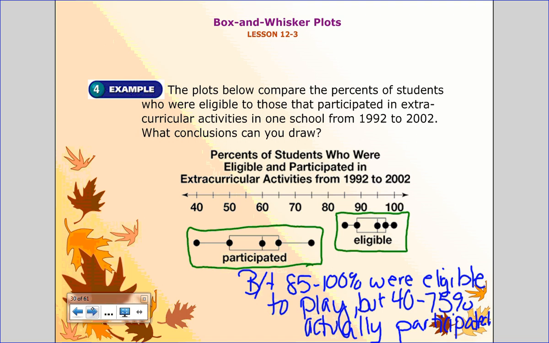So that's tonight's lesson. Tonight we talked about how to make Box-and-Whisker plots using medians and upper and lower quartiles. And we were able to make conclusions off the graph based on what we saw.